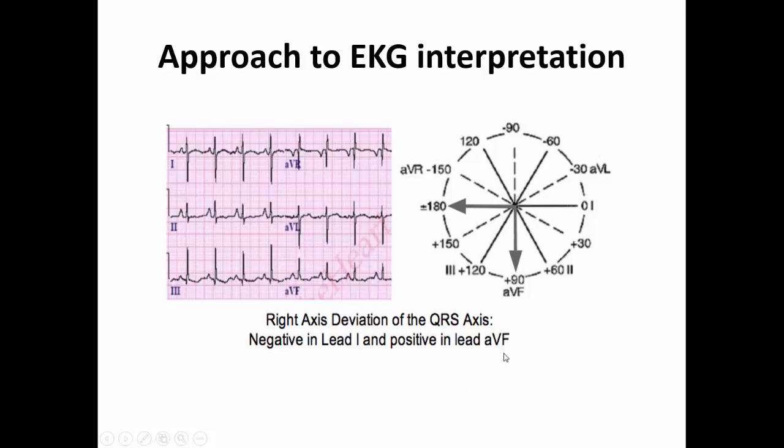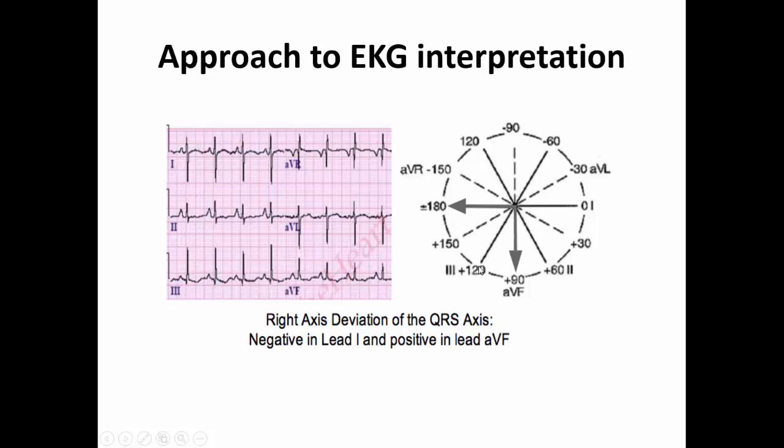Now for right axis deviation, that means the main electrical vector starts in the upper part of the heart and heads more down towards the right lower part of the heart. And as we talked about before, the main electrical vector should go towards the left lower part of the heart. In right axis deviation, it heads towards the right lower part of the heart.